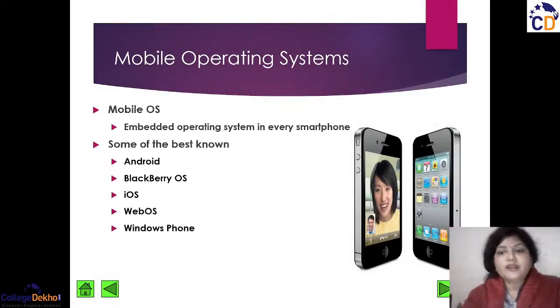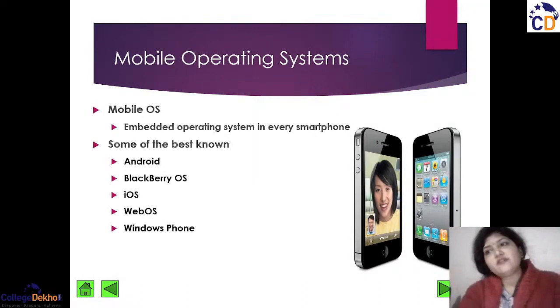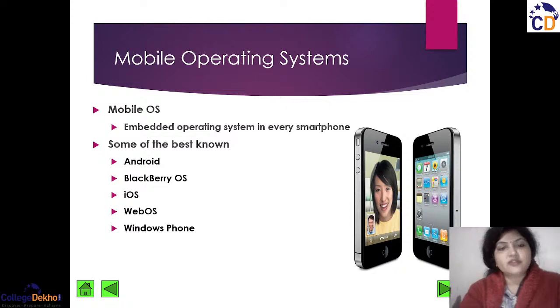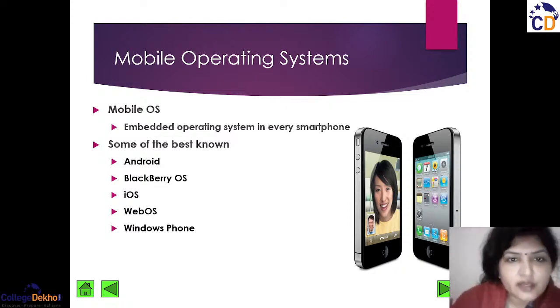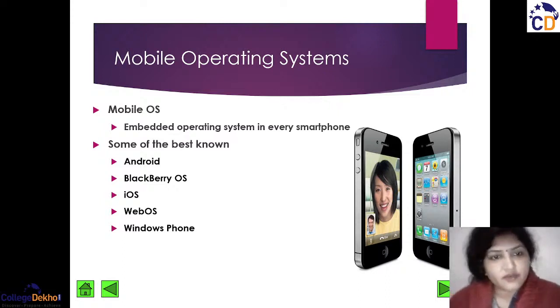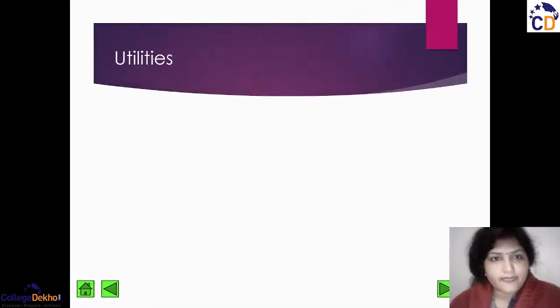Now mobile operating system, everybody has heard the term, that is Android, right? They have their own features. You may have heard the names like Android or BlackBerry operating system, iOS, WebOS, Windows Phone. There are a number of OS which are available for mobiles.